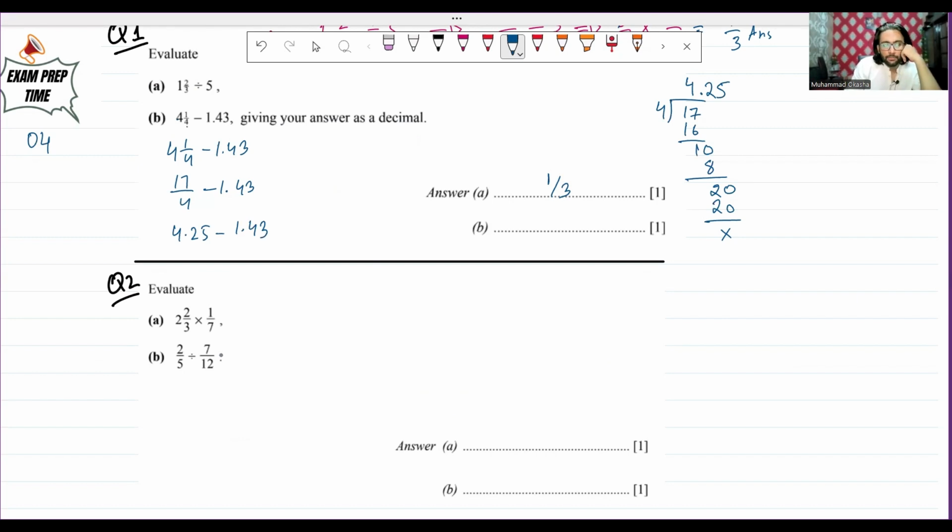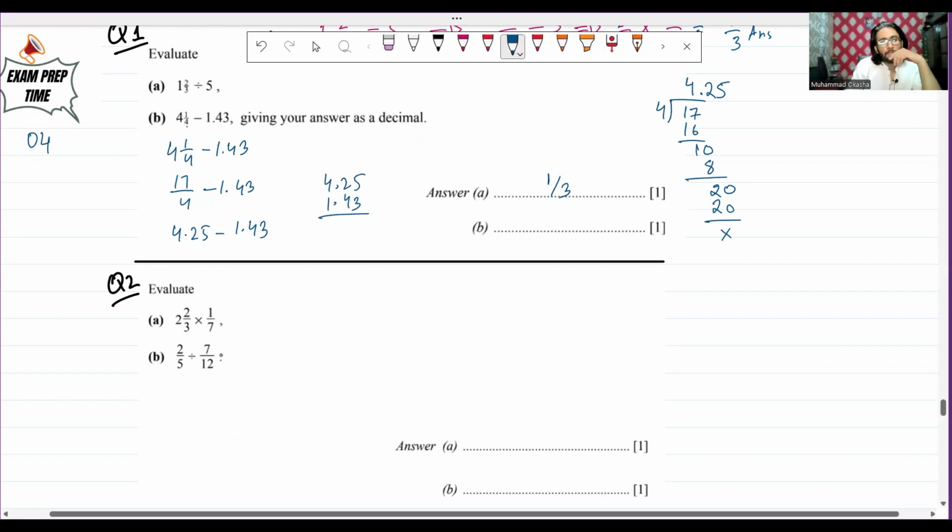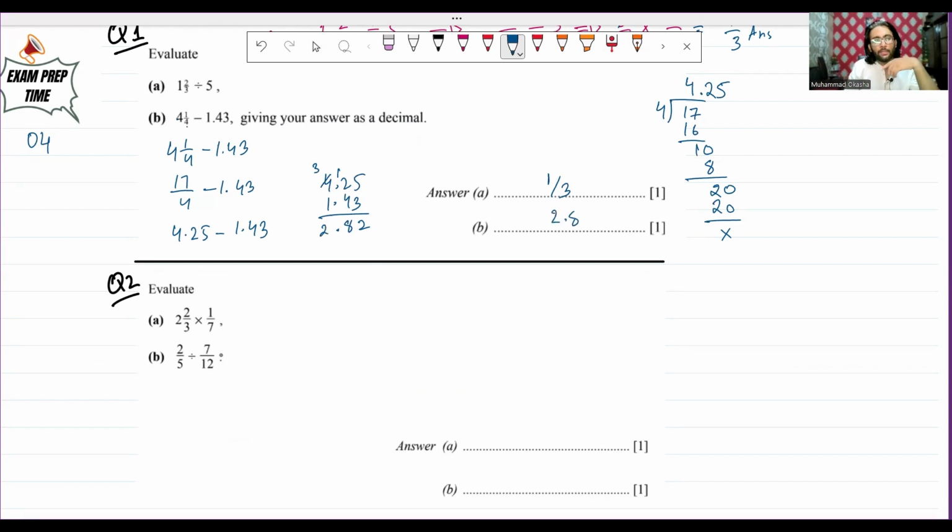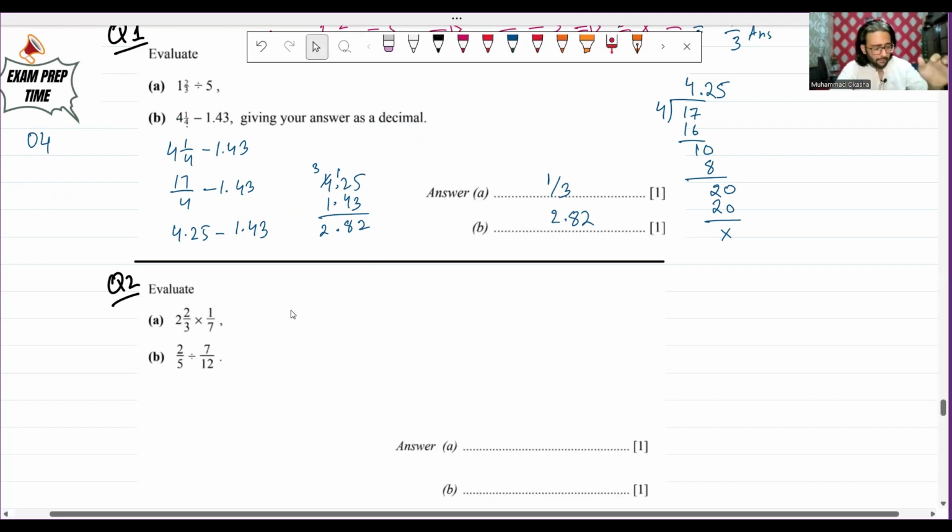You know how to subtract the decimals. 4.25 minus 1.43. 5 minus 3 is 2, and I'll borrow from here. This will be 3, 12. I think this will be 8. 3 minus 1 is 2. 2.82 is my answer. Okay. Look for the errors. If I've written the answer wrong, you can correct it by yourself, but make sure you do it by yourself.